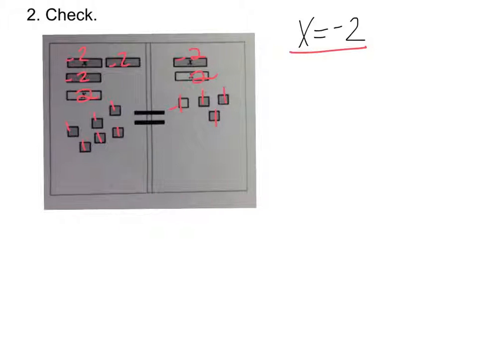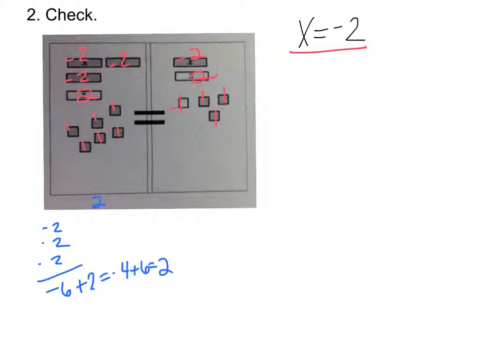And now we're going to add up each side and see if they equal each other. If the left side equals the right side, we know that our solution is correct. Okay, so I've got negative 2, negative 2, negative 2, that's negative 6. Plus 2 is negative 4, plus 6 equals 2. So the value of the left mat is 2.